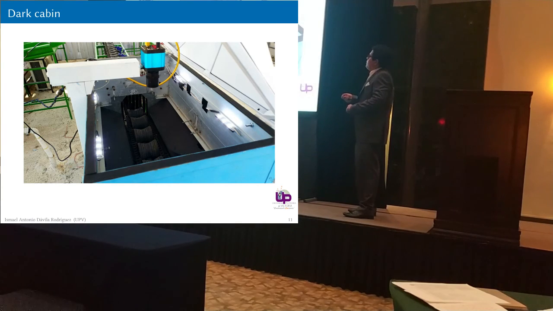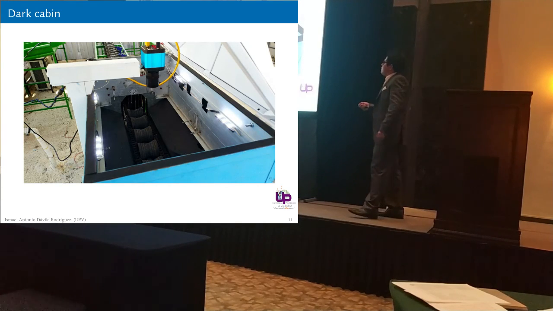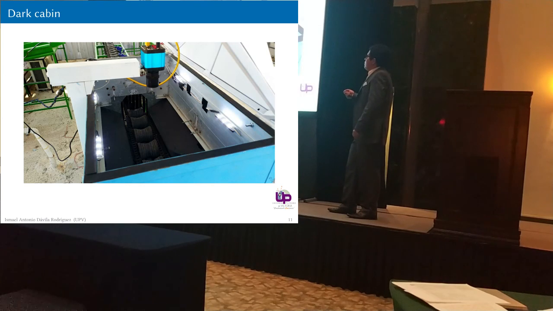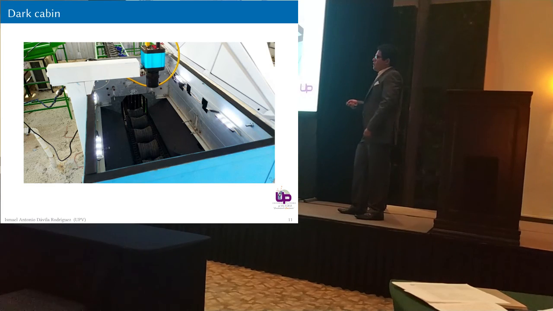So here's the dark cabin. If you check the setup, it has an industrial camera with HDMI output, and also some lighting here. This is closed because we need a controlled environment. You also see the rollers are black, and the background is black. So that will ease the segmentation.